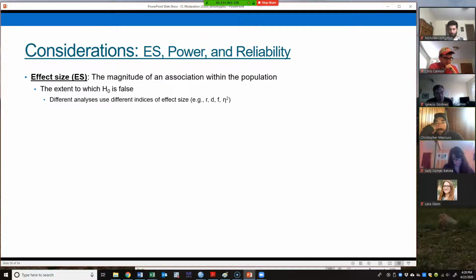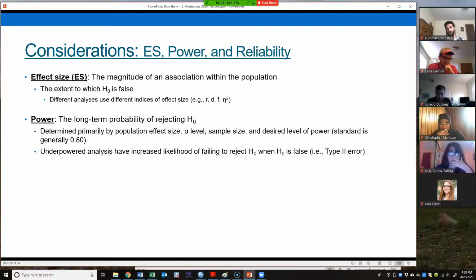Now, the tricky thing with effect size, and I think part of the reason it hasn't caught on as it probably should in our science or across any number of sciences, is that different analyses use different measures of effect size with different interpretations, and I think people sometimes feel overwhelmed trying to keep track of everything.